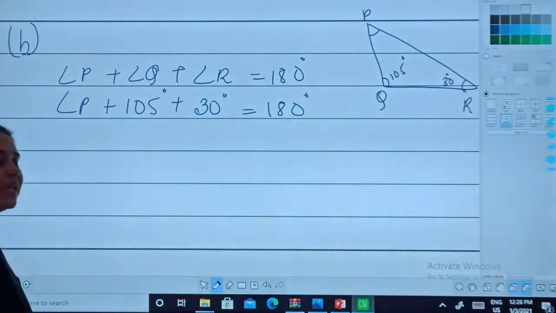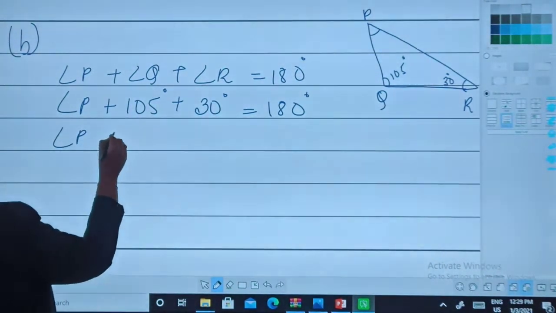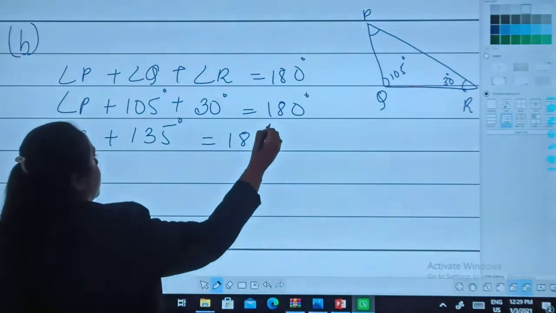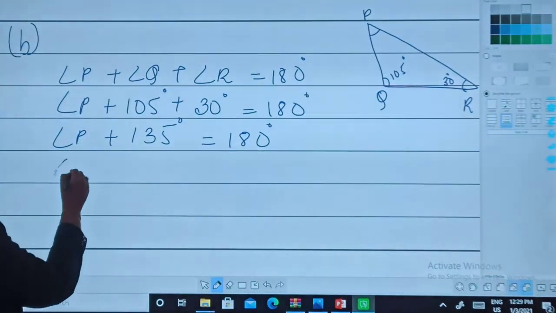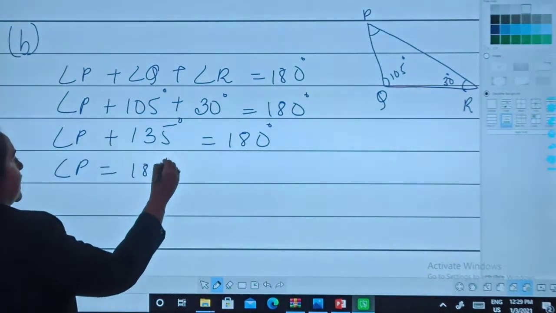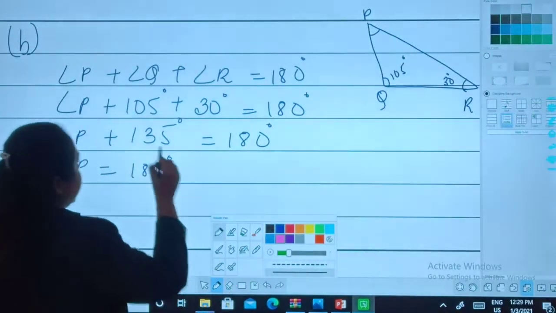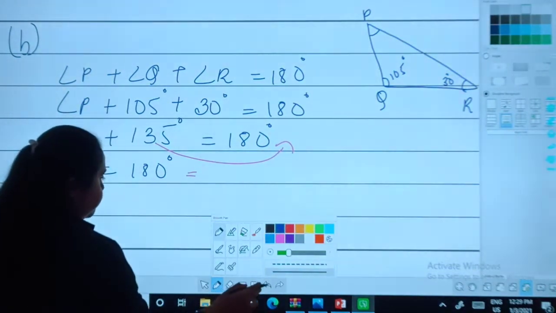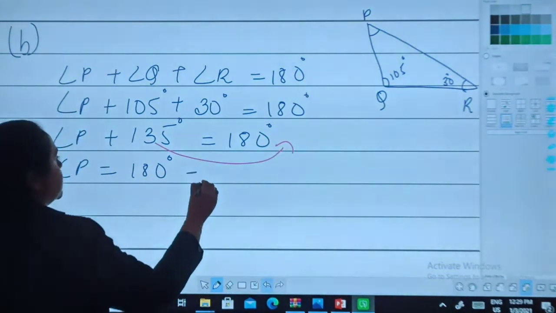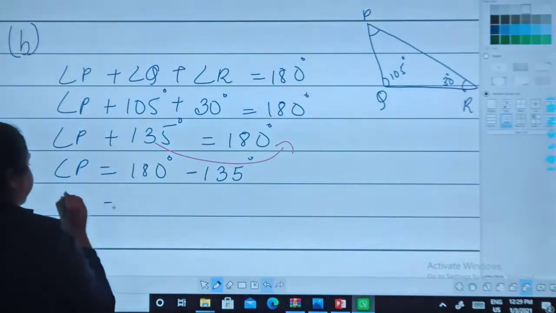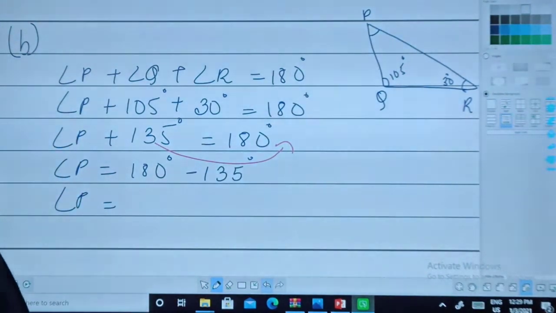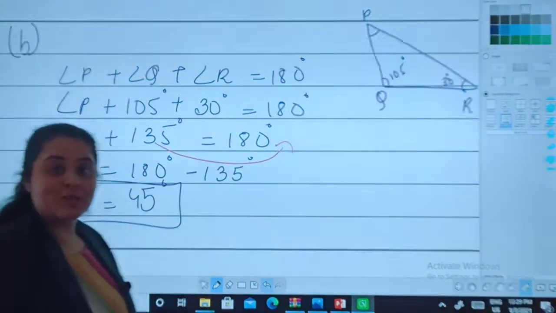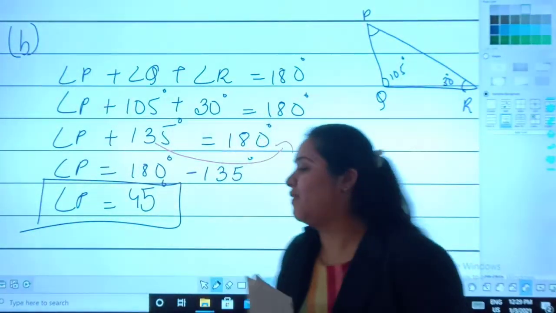So now I will be doing the addition. Angle P plus 135 degree equals to 180. Understood, students? Angle P equals to 180 degree. This will go this side. So there will be a sign of minus 135 degree. Angle P equals to 45 degree. So students, I hope this topic is clear very well.